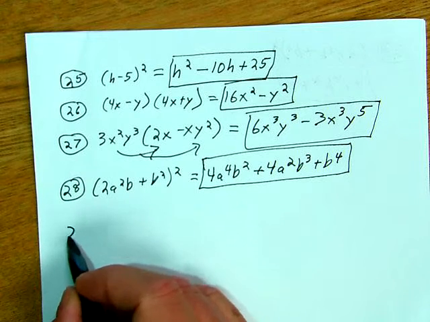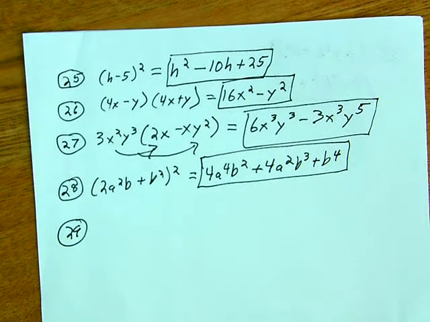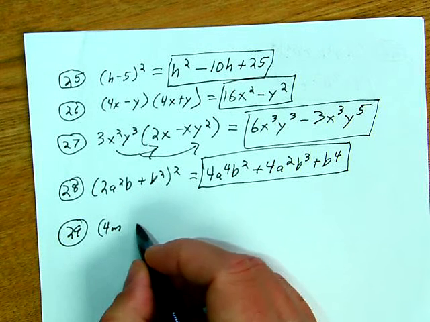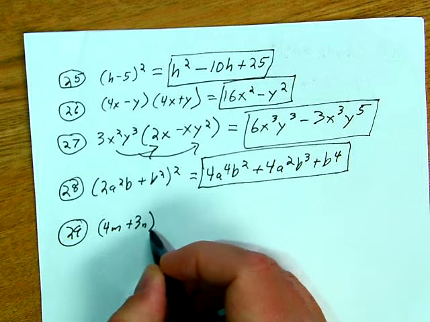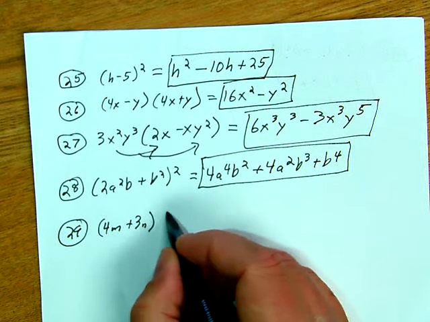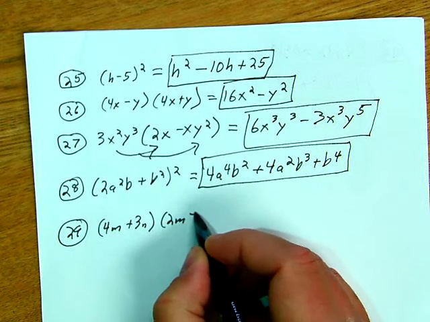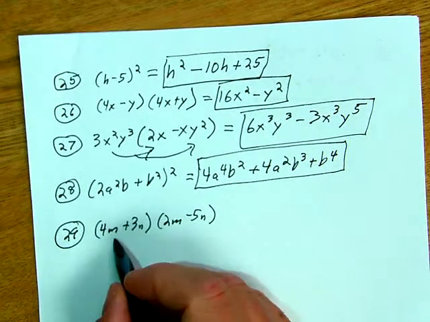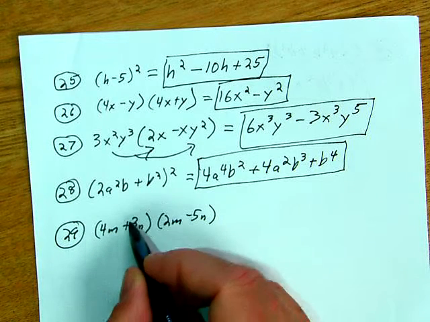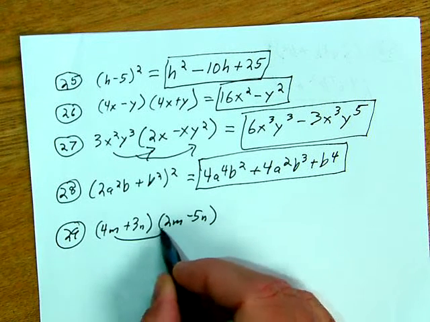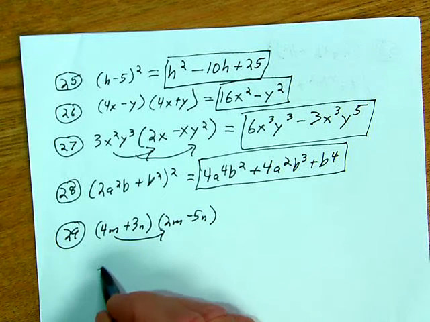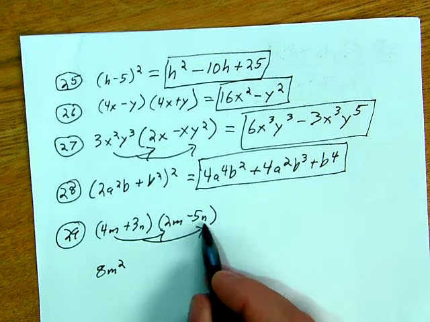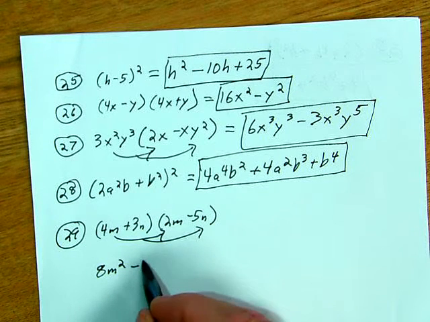29. (4m plus 3n) times (2m minus 5n). Now this one we're going to have to use our arrows and get them all in there, so I'm going to go down below. Let's start here. 4m times 2m is 8m squared. Continue that arrow over. 4m times negative 5n is negative 20mn.